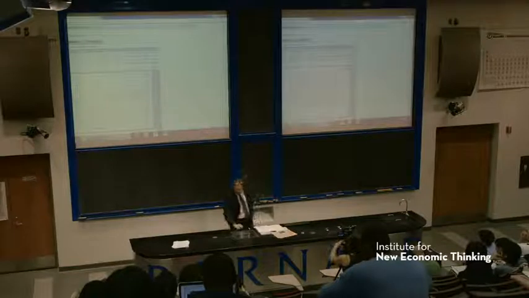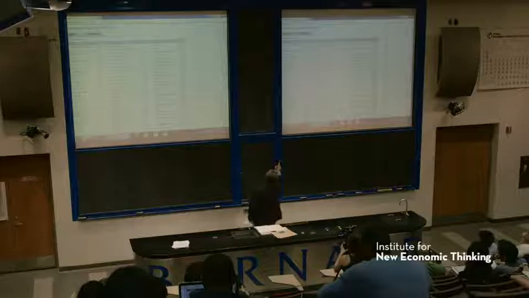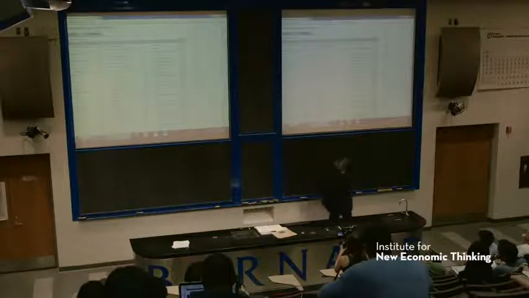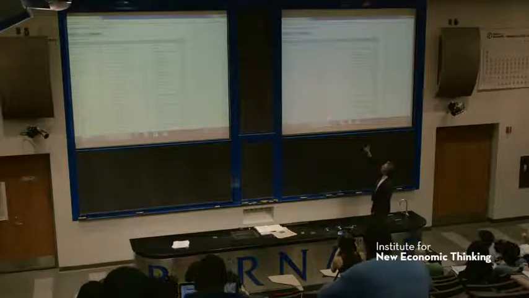Let me show you one more thing about that: the constituents. This is an index, and what's in the index? You can read it on this side. You can see the different companies. There are 100 different companies there.